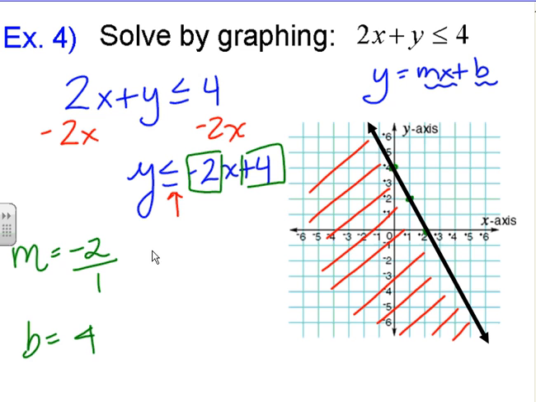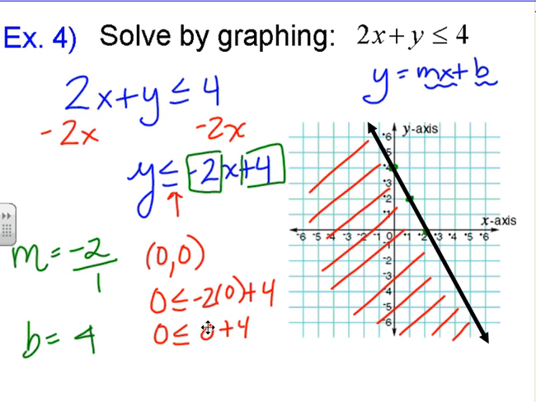Again, we can test the 0, 0 test, and we can say 0 is less than or equal to negative 2 times 0 plus 4. 0 is less than or equal to 0 plus 4, or 0 is less than or equal to 4, and we know that is true as well. So that means that 0, 0, this point right here in the middle, needs to be included, and it is in the shaded region.